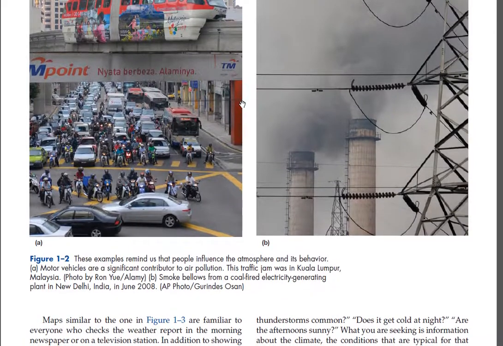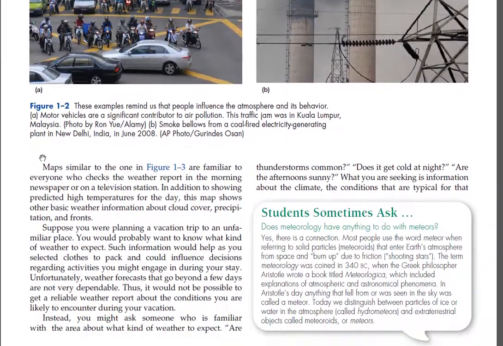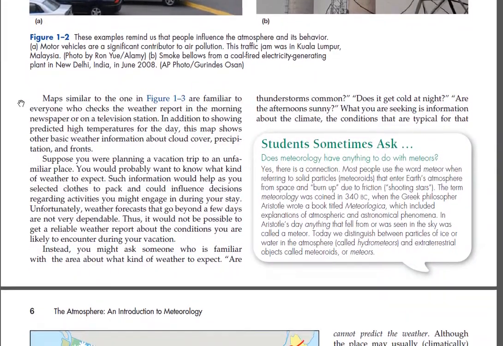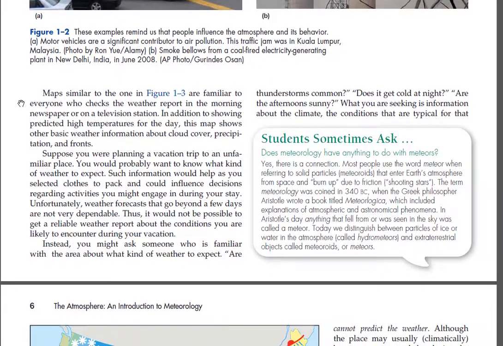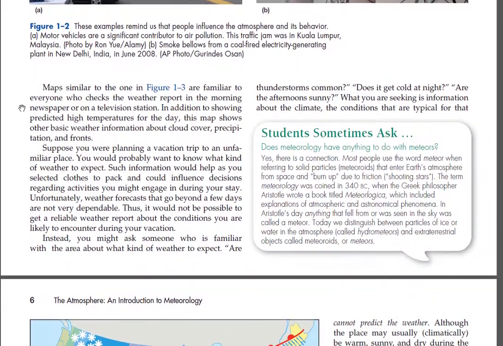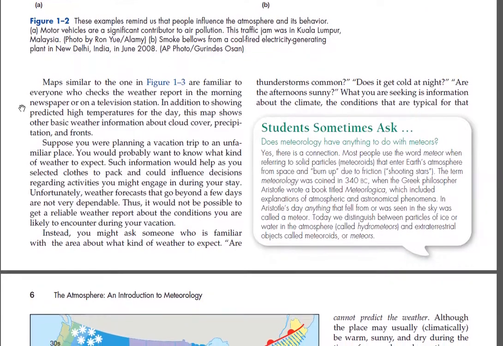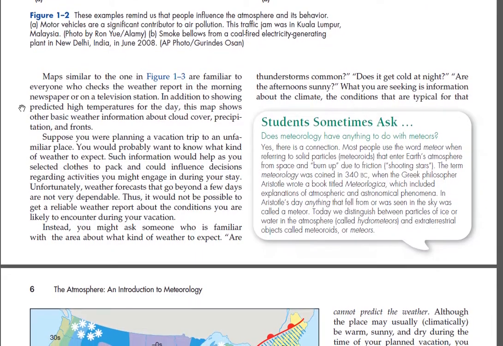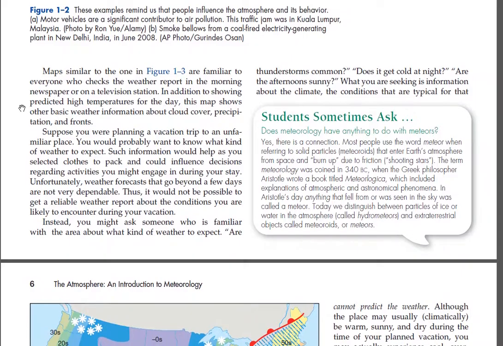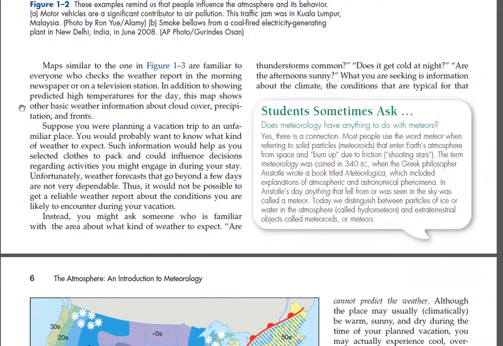Maps similar to the one in Figure 1.3 are familiar to everyone who checks the weather report in the morning newspaper or on a television station. In addition to showing predicted high temperatures for the day, this map shows other basic weather information about cloud cover, precipitation, and fronts.